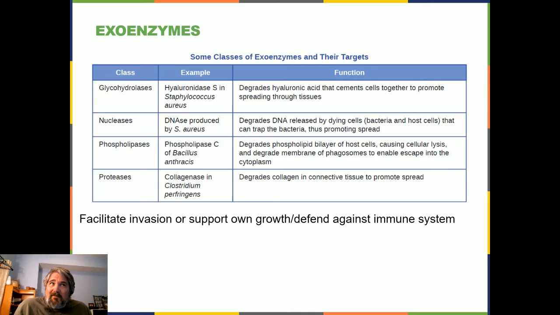Okay. Anyway, nucleases, one of the functions is to degrade DNA released by dying cells that can trap the bacteria, thus promoting the spread. Phospholipases, like the phospholipase C of Bacillus anthracis, straight up degrade the phospholipid bilayer of the host cell, which will cause the cell to lyse. This also allows for escape from a phagosome.